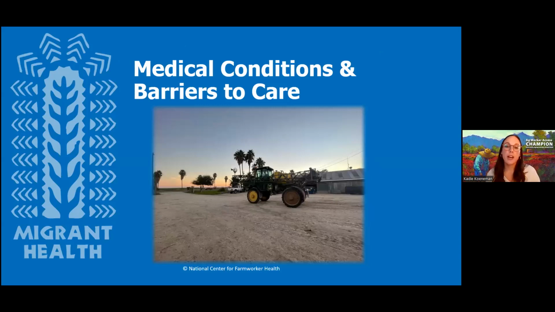So now that we have an understanding of some of the general characteristics and demographics of the population, we know about some of the housing and employment conditions and occupational hazards, some of the protections and lack of protections that ag workers receive. We're going to move into talking about what medical conditions are commonly experienced, as well as what are those barriers to accessing healthcare for the population.